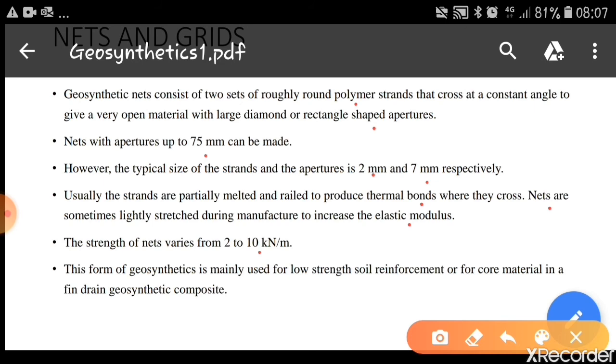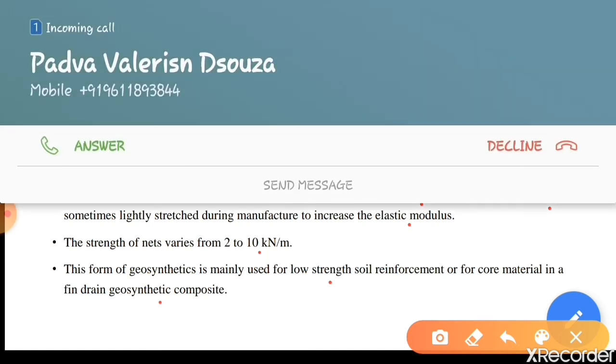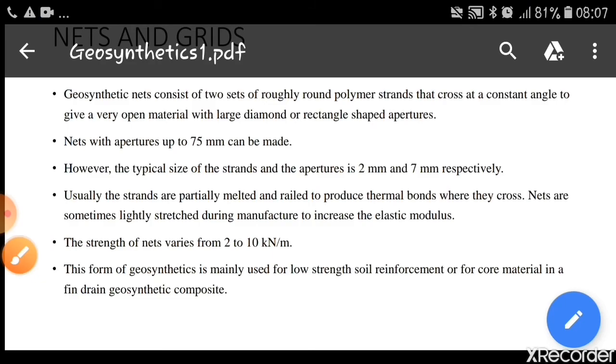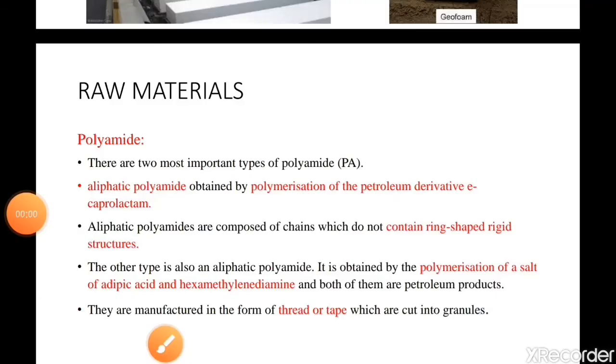This form of geosynthetics is mainly used for low strength soil reinforcement and as core material in fine-grained geosynthetic composites. So these are the various types of geosynthetics which are used at construction sites. Now let us discuss the raw materials required to produce these geosynthetics.